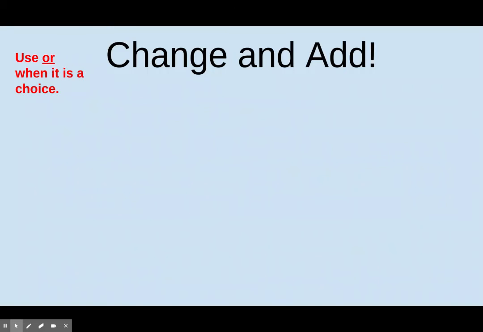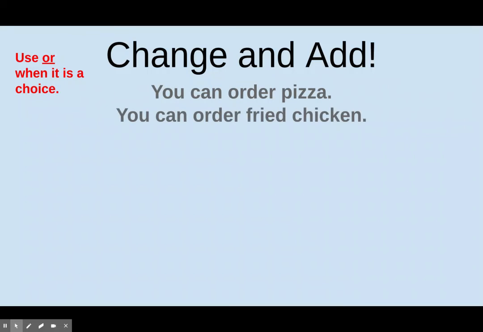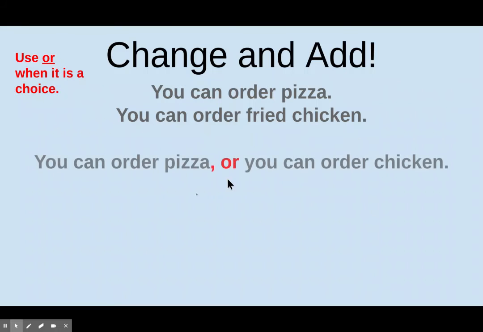Okay. Here's one more. "Or," that's when it's a choice. You can order pizza, you can order fried chicken. Okay. Or you can order chicken. You can order pizza or you can order chicken. See, I put fried there because I wanted to add more details, and I should have left that out because it's: you can order pizza or you can order chicken, comma, conjunction.